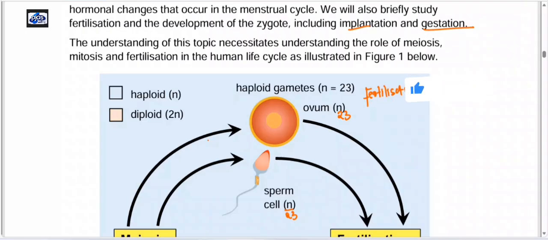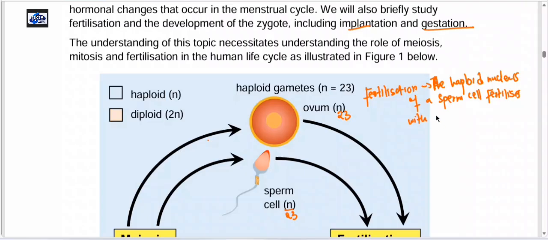What is fertilization? It is when the haploid nucleus of a sperm cell fuses with the haploid nucleus of an ovum to form a diploid zygote.